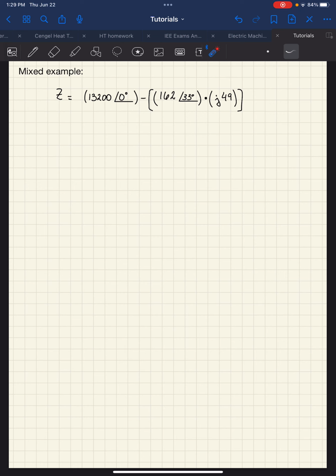So here we have polar form, and technically this is rectangular form, right? So we have a mix of not only multiplication and subtraction, but also a mix of polar form and rectangular form. So how would we do this one? Basically, you have to combine everything that you learned in the first part of this video. So let's do it together.